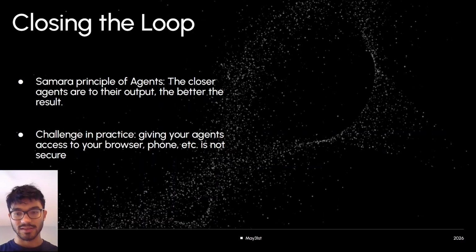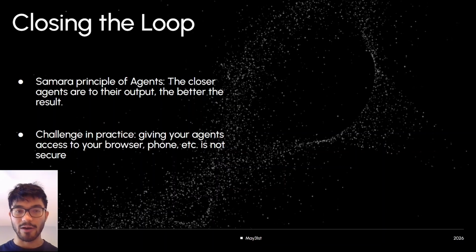Now, in practice, the challenge with this is that giving agents access to your browser is really just not that secure. I know a lot of people do that with OpenClaw, and I would advise them to tread lightly because these agents can make mistakes, they can click the wrong thing, they can get hacked, and so we're not there yet as far as giving them browser access. But then the question is, well, how do you close the loop?